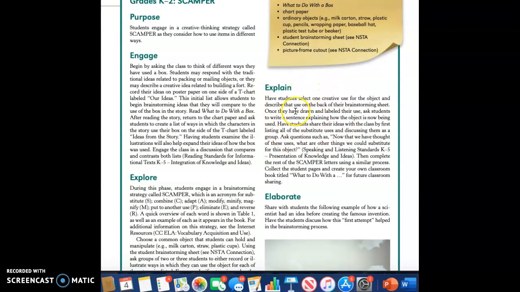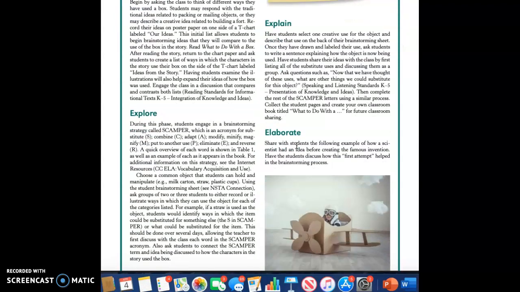For the explain portion, students will select one creative use for one of the objects that they chose, and they're going to draw and label that object, and then share the ideas that they came up with with the whole class and not just their groups. Following this, students will complete the rest of the letters for the acronym of Scamper. So they're going to write down the things that are tied to this acronym, but based around the object that they chose.